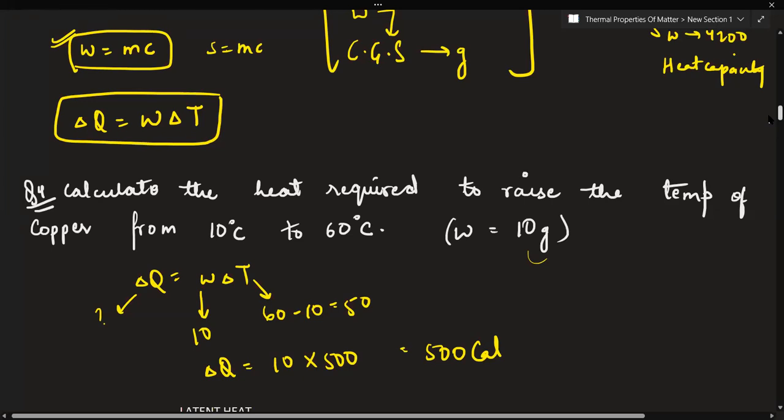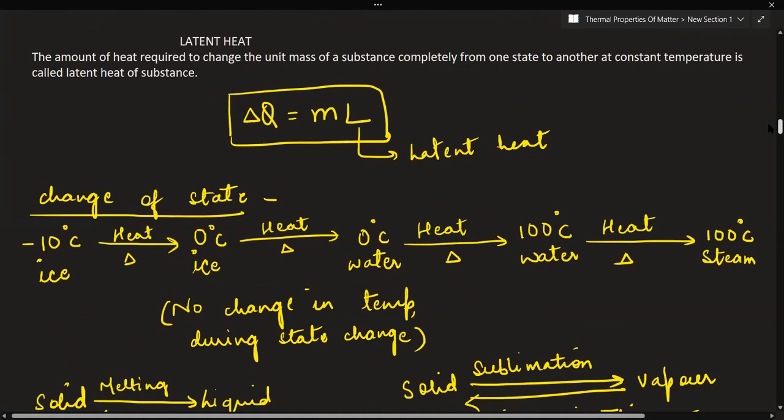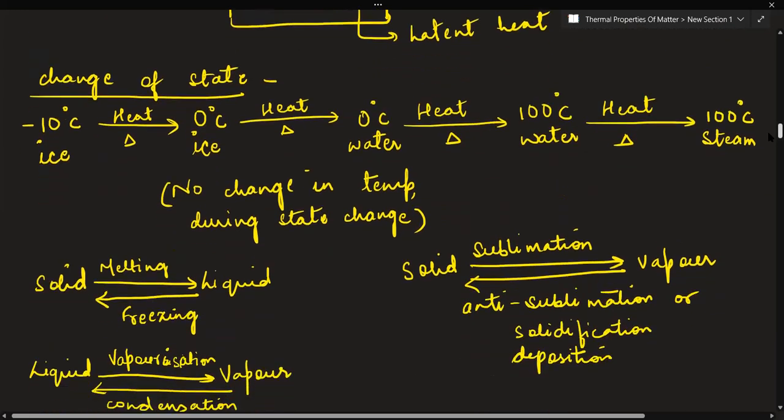So, now see, similar to it, let's see one more quantity, that is latent heat. What is the latent heat of a substance? Now, in order to understand what is latent heat, first let us understand what are the changes of state, means changes of states of matter.